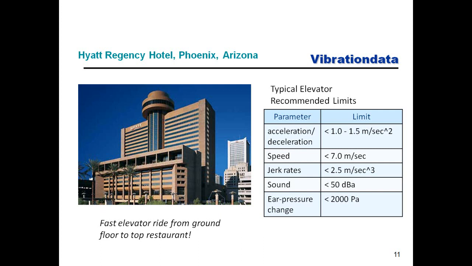So here we have some metric units. For acceleration or deceleration, the limit, if we want to be conservative, should be less than 1 meter per second squared. Now, if we take the gravitational acceleration and for simplicity round up, 1 g is equal to about 10 meters per second squared. So the limit is effectively less than 0.1 g for acceleration and deceleration. The speed is less than 7 meters per second. That's the recommended limit.